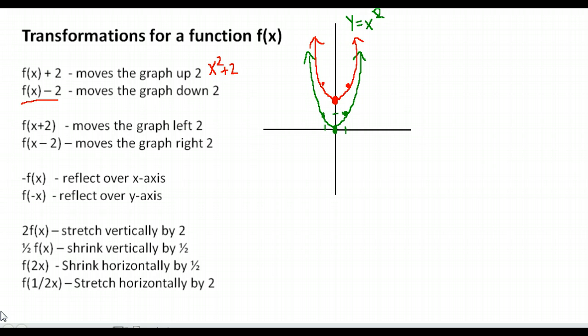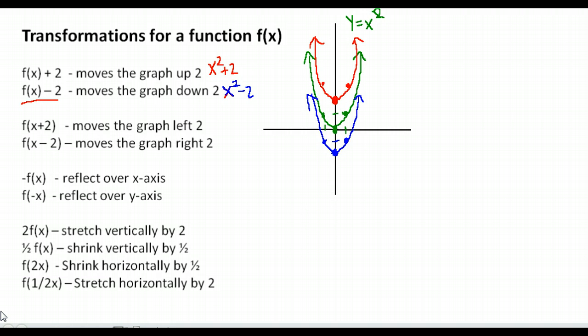If we subtract, so the next thing that we can do is subtract from the function. So if we had x squared minus 2, notice that's not within the x squared, it's on the end there, so it changes our y values. That's going to move the entire graph down 2 instead. So our points would be here at 0, negative 2, and then at 1, negative 1, and negative 1, negative 1. Again, we have the same shape, it's just been shifted down.